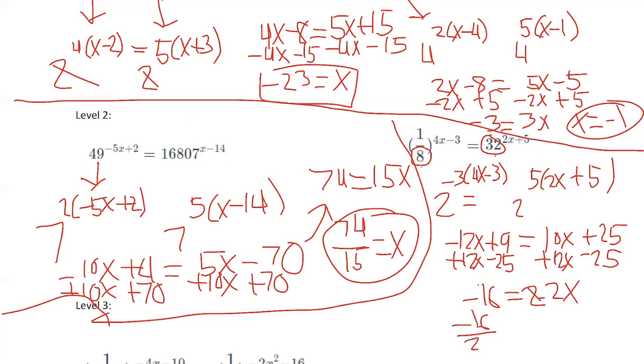So I would just keep it. They probably want you to simplify it, though. So that would really be, you could do 2 goes into both of those. So that'd be negative 8 over 11. So usually in Delta Math, they're pretty picky about making sure you simplify fractions.